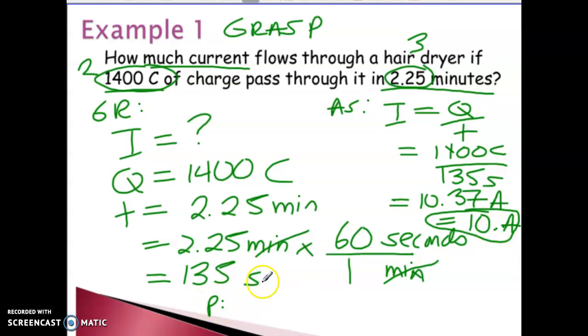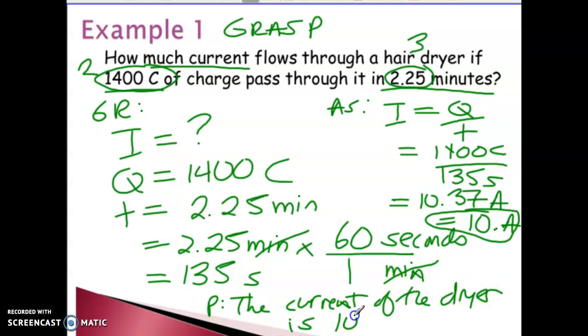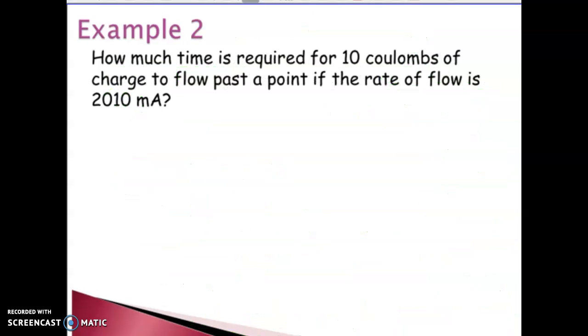Okay, then we'll add a little therefore. So the current of the dryer is 10 with a decimal amps. All right, let's try out the next one.